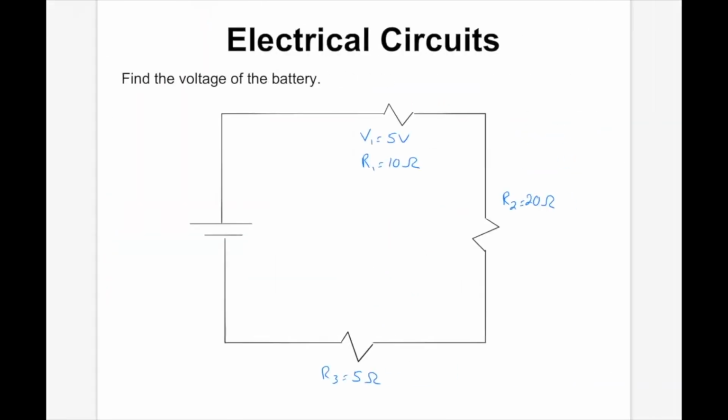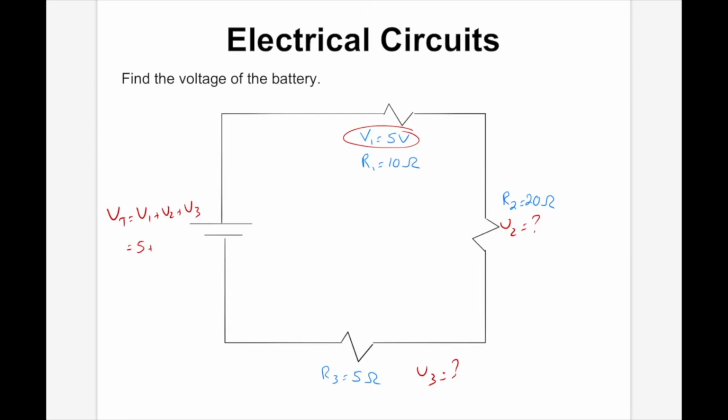Find the voltage of the battery. So the voltage of the battery, that's going to be our V total. Our V total is going to equal V1 plus V2 plus V3. So we've got to figure out what those are. So we have V1 right away. We're going to say V total is going to equal 5 plus, we don't know the other two. So now we need to figure out what the other two are.